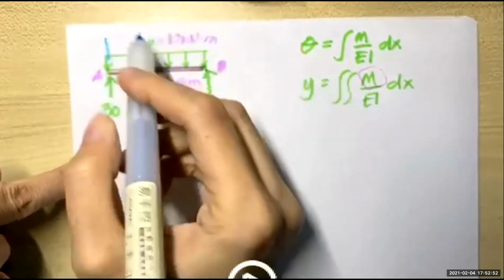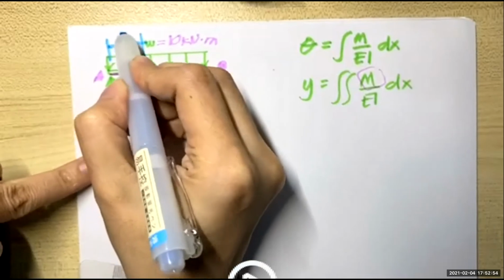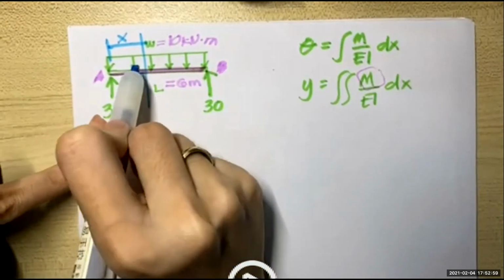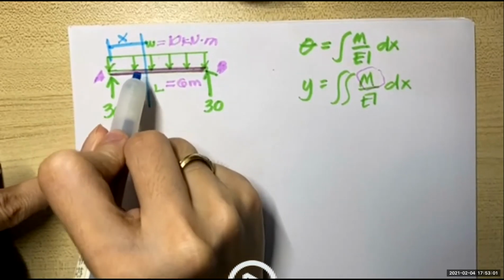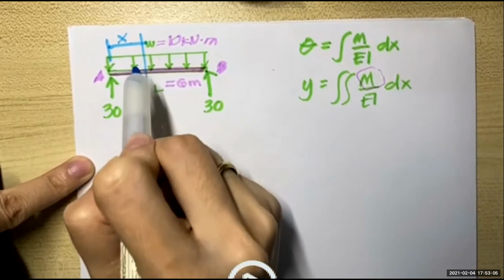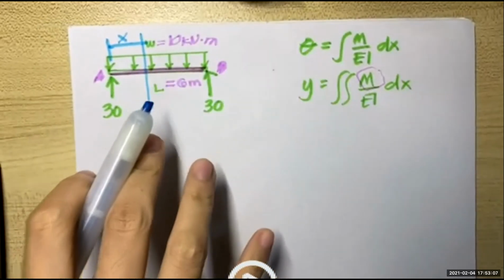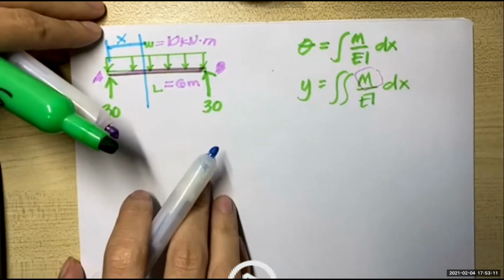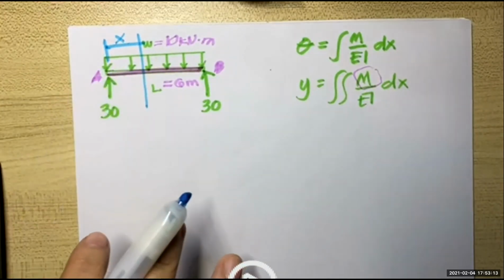Tapos set natin na X. And then, kukunin natin yung moment equation dito. Di ba pag nag-cut tayo, we have here our internal shear and internal moment. Now, what we want is the internal moment. So, since this is the first discussion, idodrawing ko muna yung FBD. Later on, hindi ko na idodrawing yung FBD, direkta na natin kukunin yung moment equation.